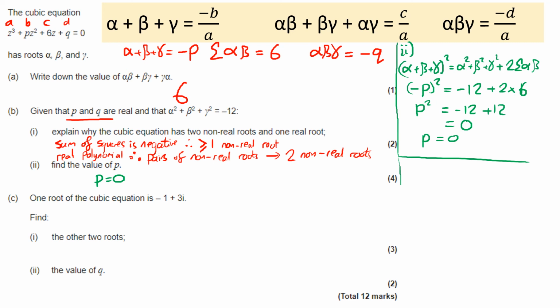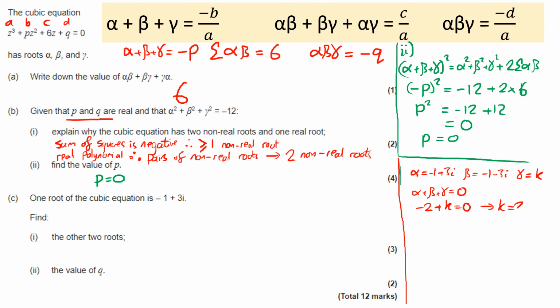Lastly, we're told one root of the cubic equation is -1 plus 3i, and we want to find the other two roots. Now, if we want to do this, there's obviously a couple of ways of doing it. We do know that, let's call that alpha, is -1 plus 3i, and we know beta is -1 minus 3i, and we know that the sum of the roots is 0. So we know that alpha plus beta plus gamma equals minus P, which is 0. So if we add these roots together, and we know gamma is just some real number, let's call it k, then we'll get 0. So if we add alpha and beta, we just get -2. Gamma is just k, so that would tell us that k is equal to 2.